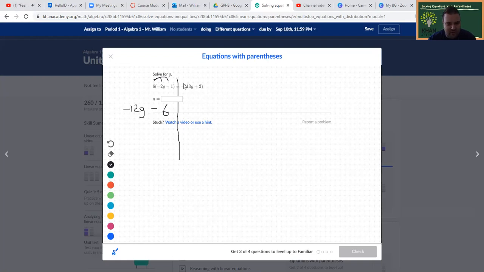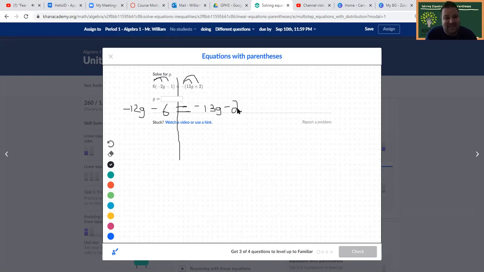On the other side, we're going to distribute a negative. And if you're like, well, distribute a negative, what does that mean? It's a negative 1 that's being distributed. So negative 1 times 13g is negative 13g. Negative 1 times 2 is negative 2. So now we have negative 12g minus 6 equals negative 13g minus 2.